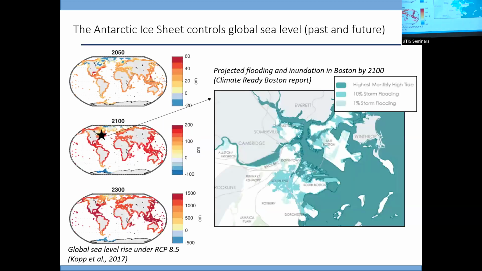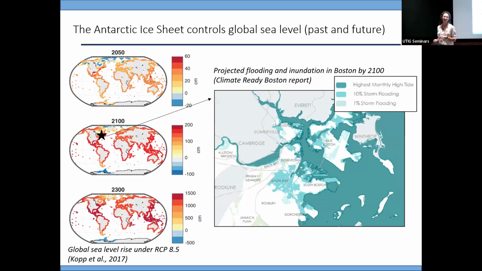And so the future of Antarctica has big impacts on global coastlines. That's what's shown here at the left. This is the centimeters of sea level projected under a future high emission scenario all along the world. And of course, this has cascading implications for people and animals that live along the coast. This is a map of the greater Boston area by the end of the century.